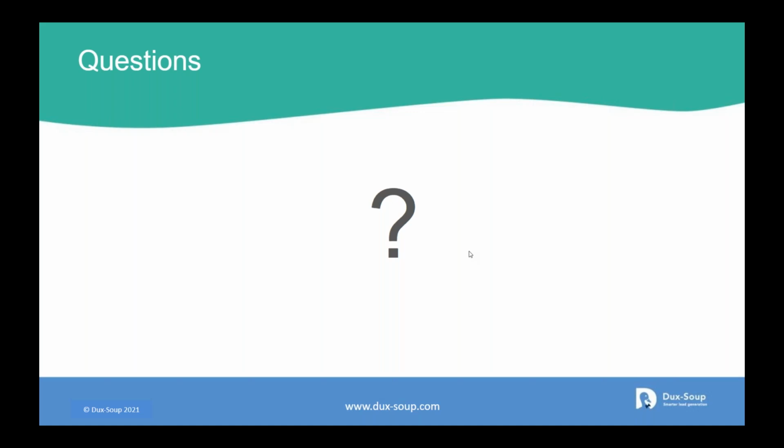Excellent. So a user is asking, what's the difference between the first and the third automation, and why remote control visit using Dux-Soup if you already have this revisit enabled with Turbo?